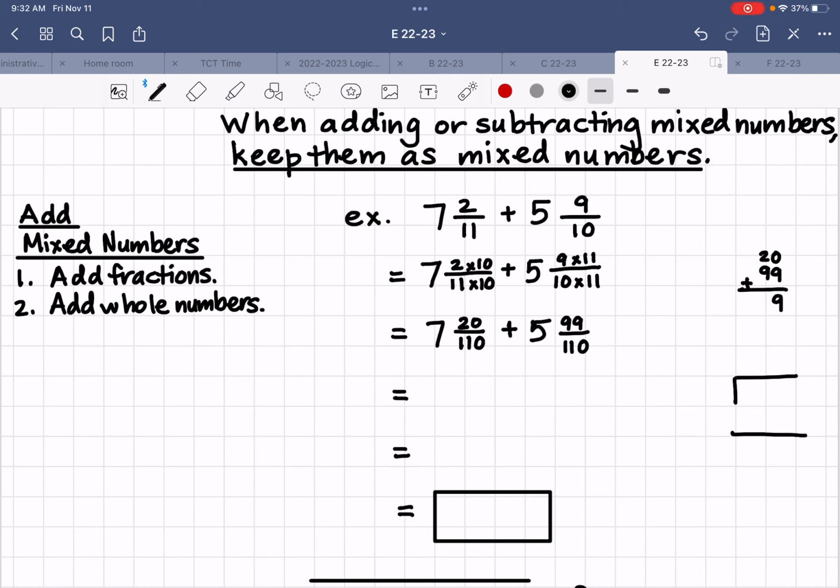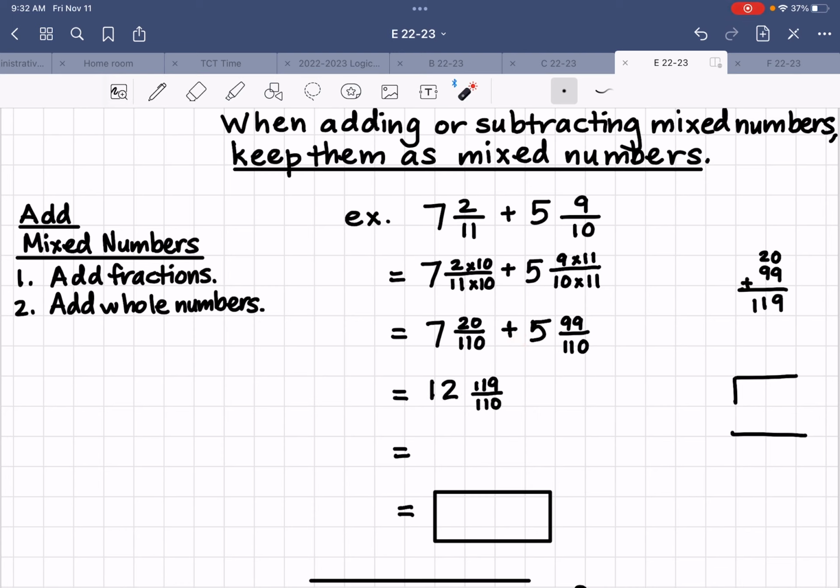So 20 plus 99 is 119. So I have 119/110ths, okay? All right, so now I added up my fractions. Now it's time for me to add up my whole numbers, okay? So we have 7 plus 5. 7 plus 5 is 12.